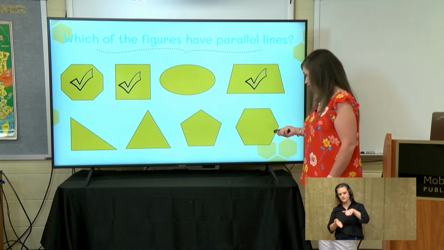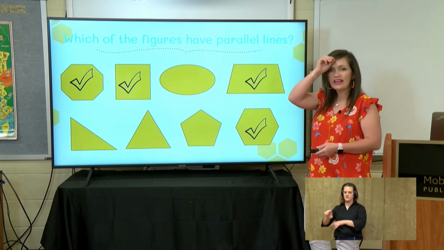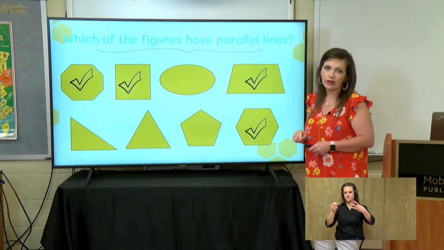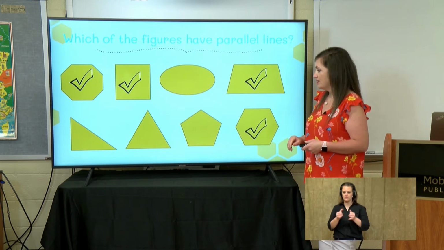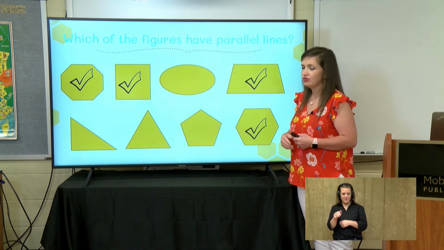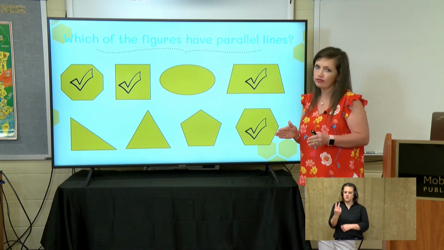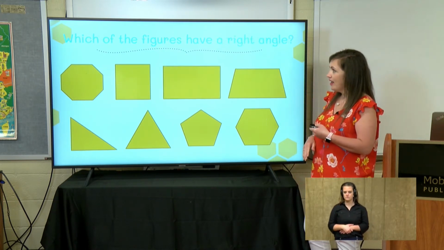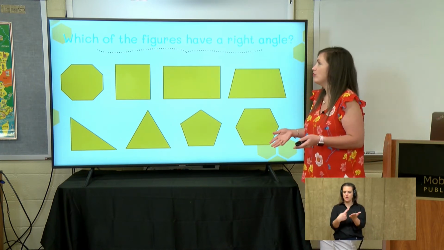these sides. So when we look at these 8 figures, we have the octagon, the square, the hexagon, and the trapezoid with at least one pair of parallel lines. All right, and let's remember why these other shapes do not have parallel lines. Do they have a set of lines that would never cross or never intersect? They do not.